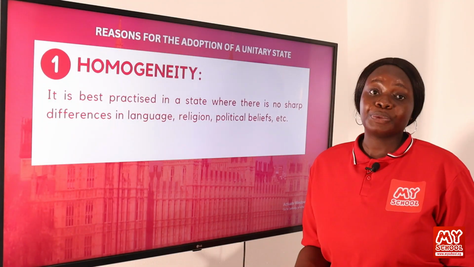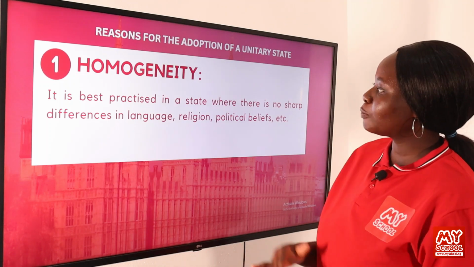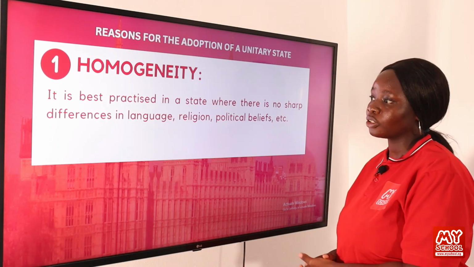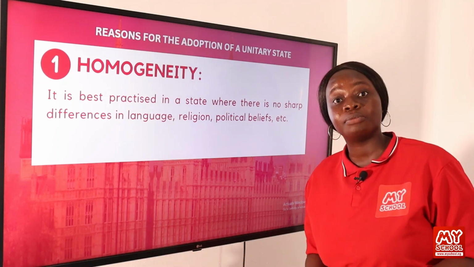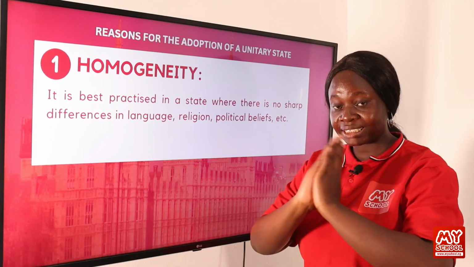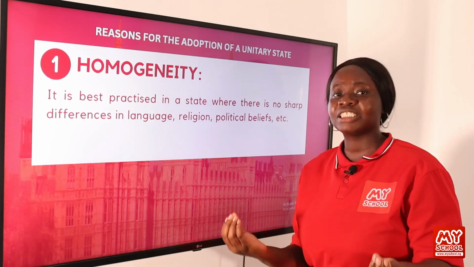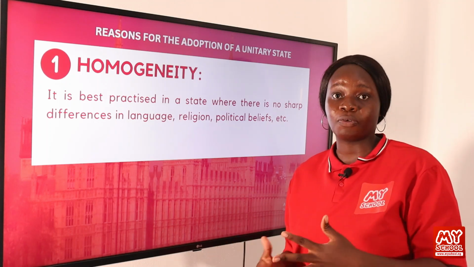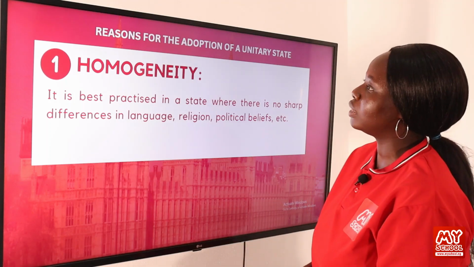All right, we're going to discuss the reasons for the adoption of a unitary state. One of the reasons is homogeneity. It is best practice in a state where there are no sharp differences in language, religion, political beliefs, etc. A unitary state is usually a state where they speak the same language, have the same religion, and have the same political beliefs. All of this helps to ensure that all the citizens of the country are trying to achieve a certain common goal. But when there are differences in language, religion, and political beliefs, the goals might be different, and you need a federal system of government in that particular situation. So homogeneity has to do with a unitary state.